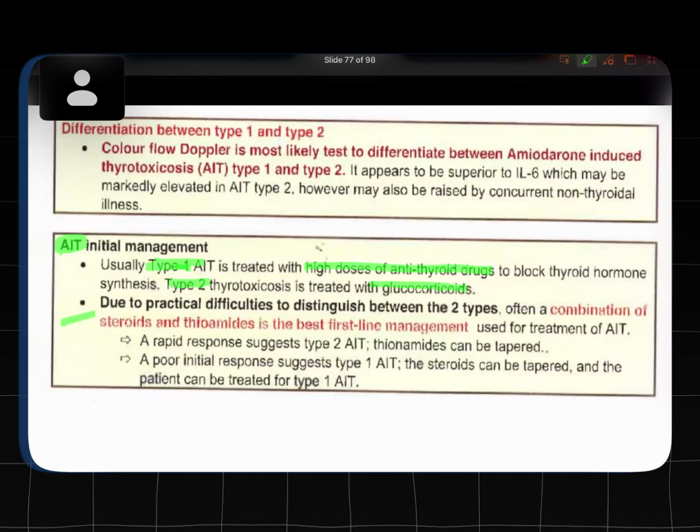But in all practical purposes, if it is amiodarone induced, then we use both steroids and thionamides, and we investigate. If there is a rapid response, then thionamides can be tapered off because it is possibly type 2. Type 1 usually has a poor response to treatment because it takes some time. Steroids act very fast, decrease the inflammation, decrease the thyroiditis, and the patient is half cured.